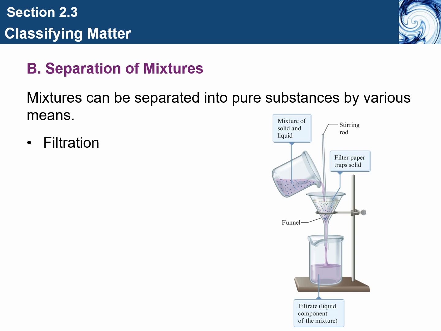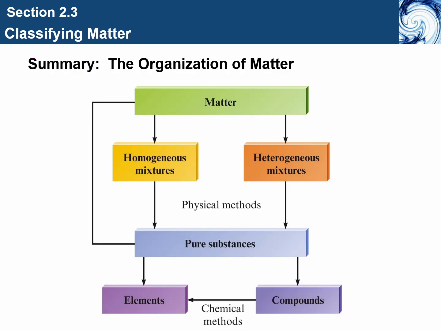There are different specific types of this kind of separation. We can have magnetic filtration, where we just have a magnet before we filter it and it takes out anything that's ferrous. There's lots of different ways of separating mixtures. We'll talk about those more as we move on in class.